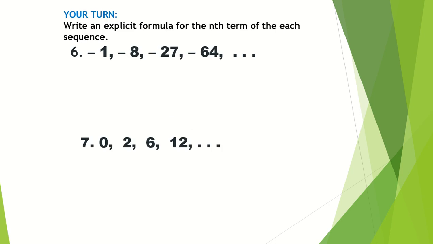Okay? It's your turn. Write the explicit formula for the nth term of each sequence. I will give you 1 minute.